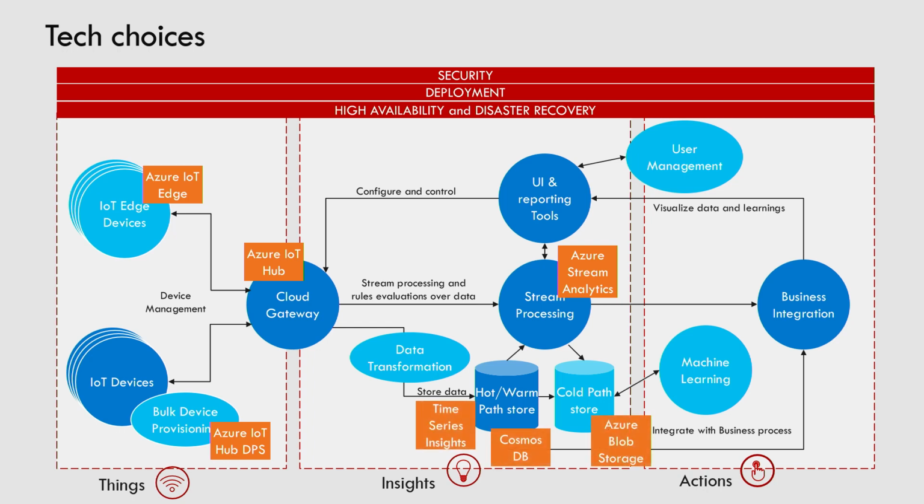When it comes to hot, warm, and cold, we recommend TSI for hot. TSI is a great solution for hot storage. It has an in-memory database and data running on SSDs stored up to 400 days for all your needs with respect to alerting and visualization. Cosmos for warm, and then we recommend Azure Blob for all of the cold storage. Store it away forever.